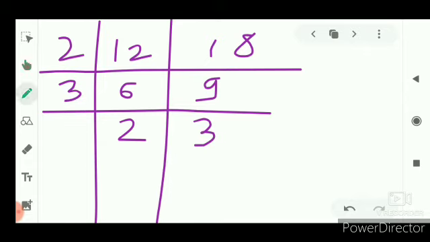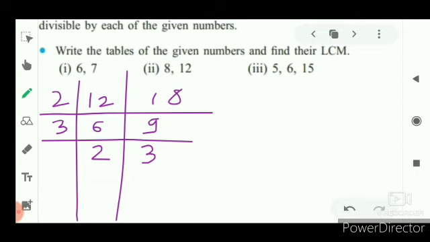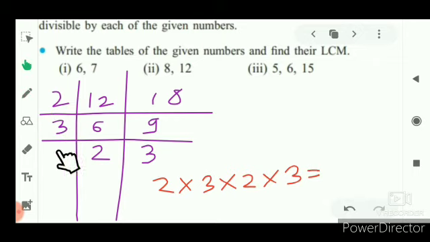Okay, that means the LCM of the given numbers is, see here, 2 into 3 into 2 into 3. That means this 2 into 3, the HCF, multiplied by 2 into 3 on this side. This side multiplied by this side gives the LCM of the given numbers. That is 2 into 3 into 2 into 3, which becomes 6, 6 into 2 is 12, and 12 threes are 36. So 36 is the LCM of 12 and 18.